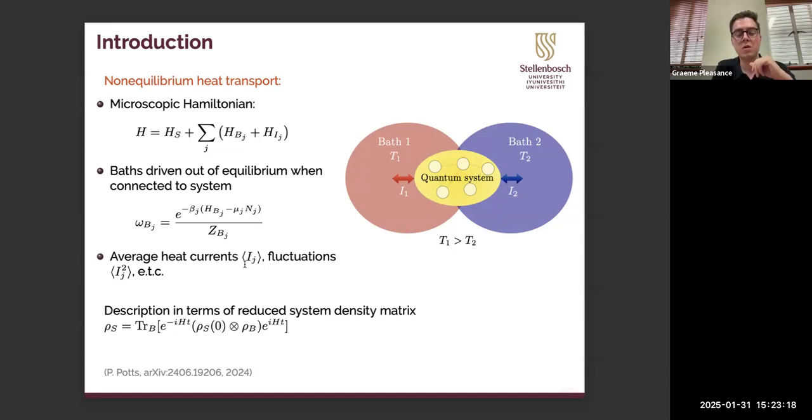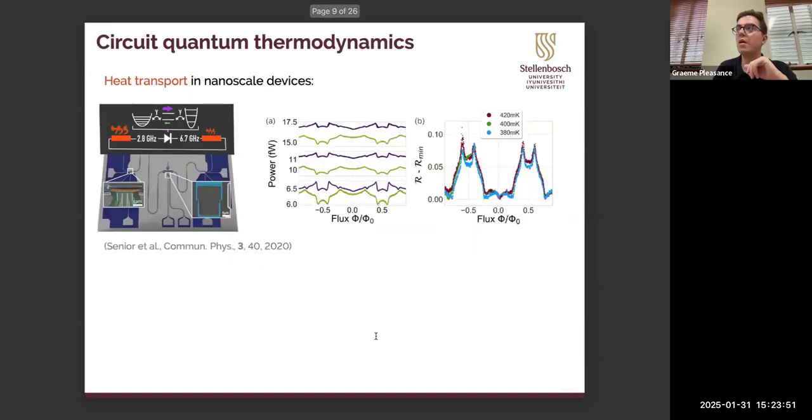So what we're interested in is being able to extract information on things like these average heat currents and fluctuations just in terms of what's called the reduced density matrix of our system. Essentially this is some kind of operator. You can think of it as an extension of a probability distribution that allows us to describe things like the average heat flow across our system as a function of time, and also in the asymptotic limit, as t goes to infinity. Okay, so that's the generic setup that we're interested in describing.